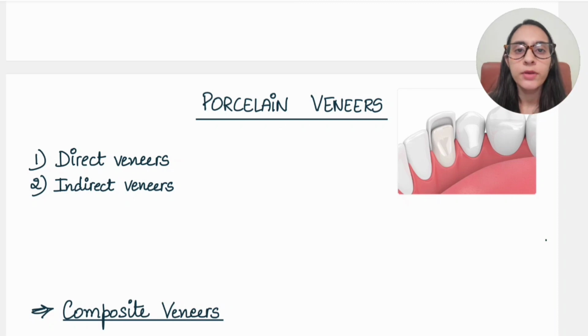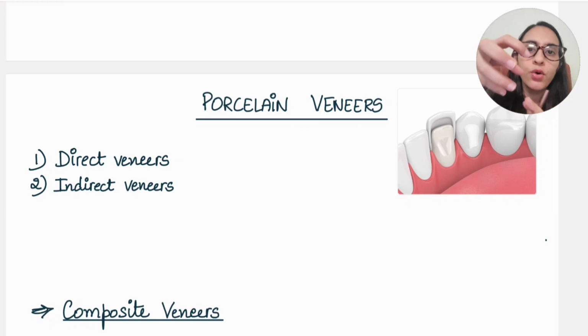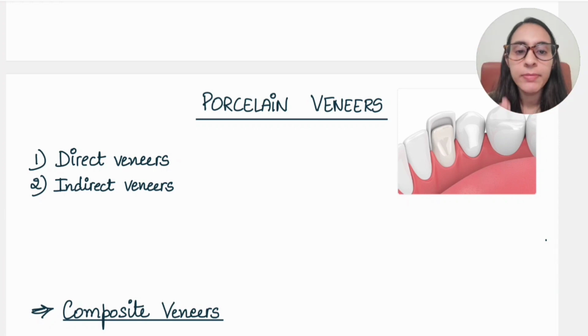So till now we have talked about the full crowns. Full crowns means we are encircling the whole of the tooth and giving a crown on top of this. In this lecture we will be talking about porcelain veneers. So veneers are the ones that cover only the facial surface.